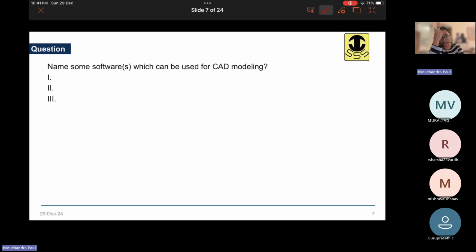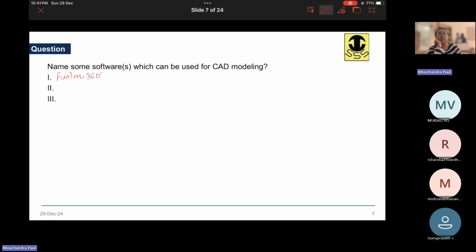So the first step is CAD modeling, right? So what all software can you use to do this? Can you name some? AutoCAD, Precision, FreeCAD. Yes, this is the software that we worked with. But what all others are there? Can you name some alternatives?